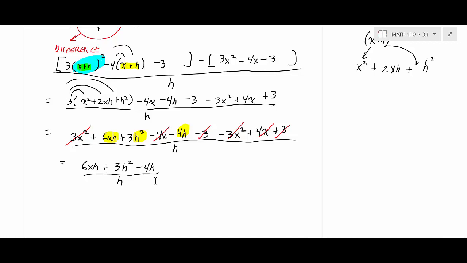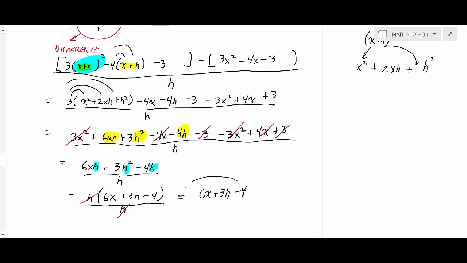Now that's all you care about, okay, is just getting that h out of there. So notice what you have is you have an h in every position. So to finish up the problem, what you want to do is take h out, have parentheses, and you'd be left with 6x plus 3h minus 4 all over h like that, okay? And then what will happen is the h is going to cross out, so the final simplified answer is 6x plus 3h minus 4.